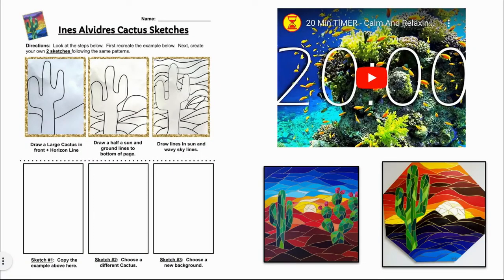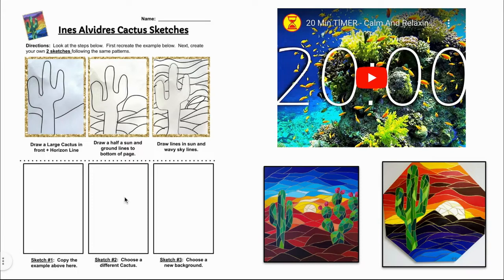So what we're going to start with first is we are going to practice some sketches. I want you to come up with your own designs. Here, we'll start off with the first example of sketching, creating our large cactus, adding a horizon line so we know where the sky and the ground meet, drawing the sun, and the lines for the bottom of the page, as well as the sky. And we'll do that all in our first sketch.